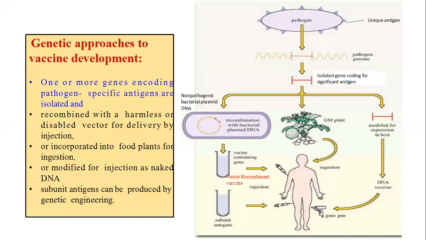You know that a plasmid is the extrachromosomal gene of a bacteria, and the bacteria we have chosen is definitely a non-pathogenic bacteria. So we are using the bacterial plasmid as a vehicle or vector. Now the bacteria will reproduce, and with the reproduction of the bacteria, we will get a sufficient amount of vector recombinant vaccine.